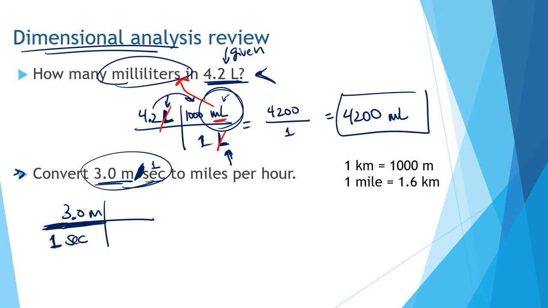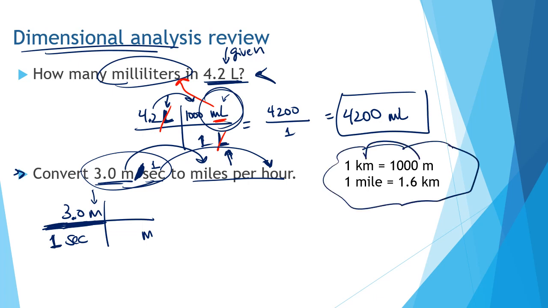So now I need to convert to miles per hour. I'm going to have to convert my meters to miles and my seconds to hours. It doesn't matter which one we start with first. I'm going to start with meters to miles first, just because I feel like it. So I'm going to take my meters that are here, put meters on the bottom. I'm going to convert meters to, oh gosh, I don't actually know how many meters are in a mile, but we do know that there are 1,000 meters in a kilometer. So first I'm going to convert meters to kilometers.